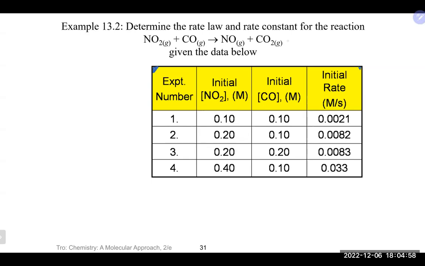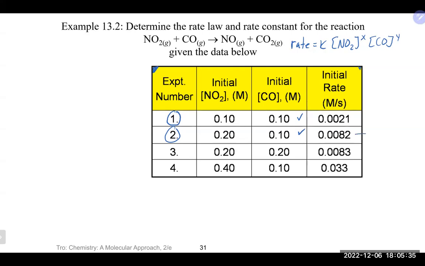So we can start with just the generic rate law for this reaction, which would be rate is equal to k. Remember, it is only the reactants involved. So we'll call this one to the X, and we'll call the CO to the Y. Again, we want to go to this table and find two entries where we keep one of the concentrations constant and vary the other. There are a few different ones you could approach, but it looks like number 1 and number 2 will keep the CO constant and vary the NO2 concentration.